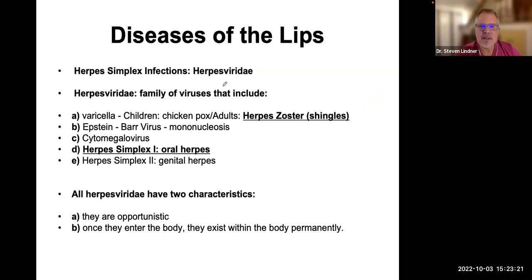In terms of certain diseases of the lips, what comes to mind is the herpes simplex infection. There are several viruses in the herpes family. There's varicella, there's the Epstein-Barr virus, there's the cytomegalovirus, there's herpes simplex 1 and herpes simplex 2.